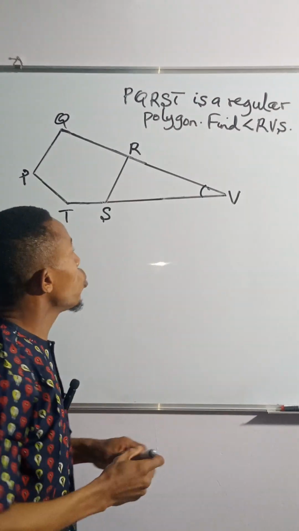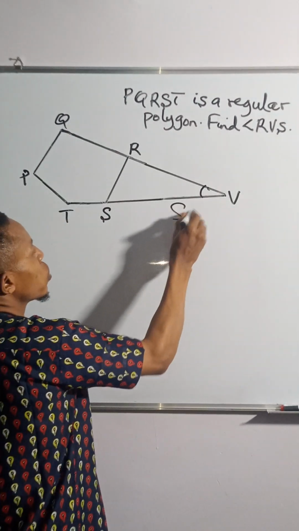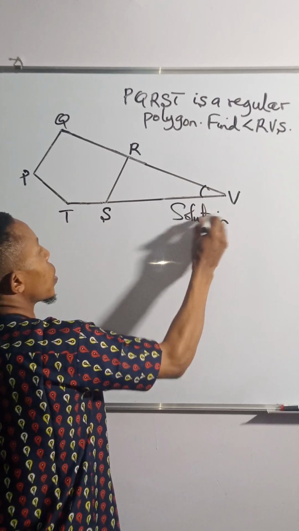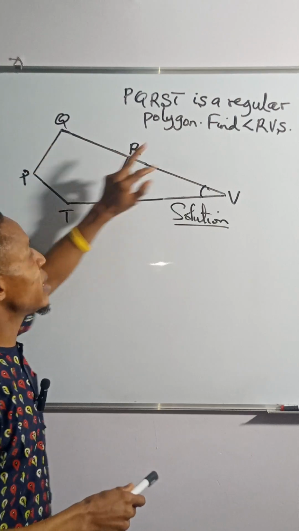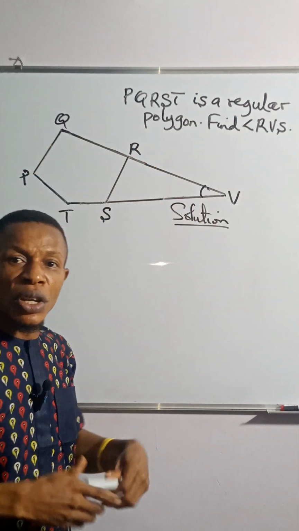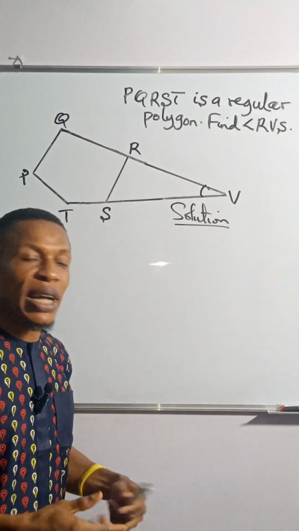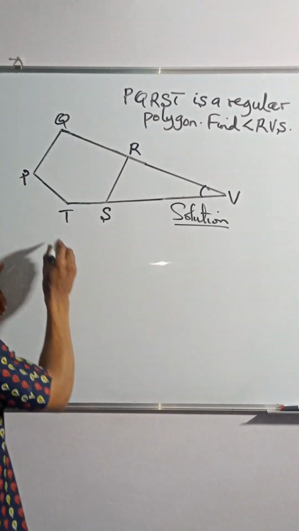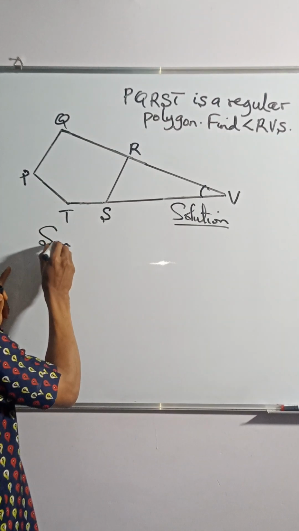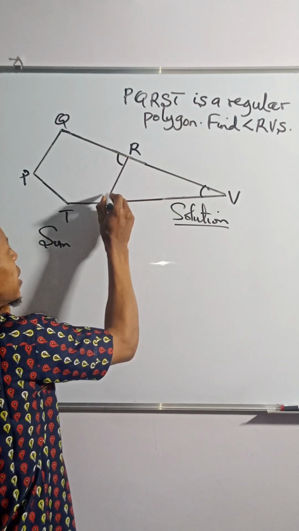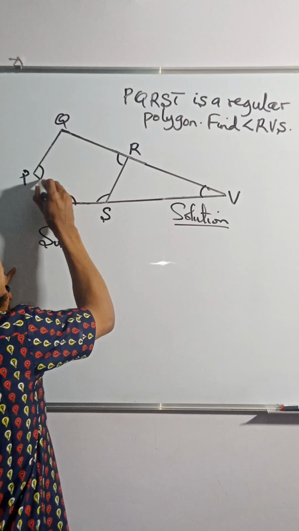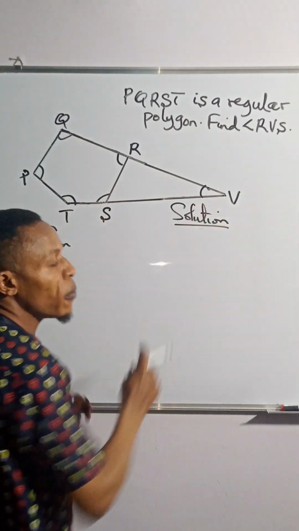All right, so how do we do this? A quick solution. From the question, they told us that the polygon is a regular polygon. In a regular polygon, first you need to know the sum of interior angles, because if we find the interior angles, the angles inside this polygon, it will help us to find V.